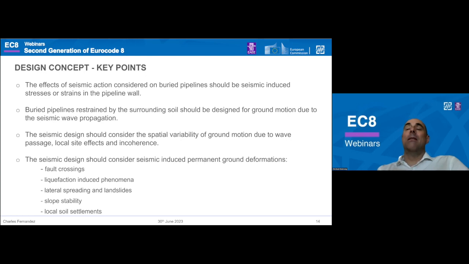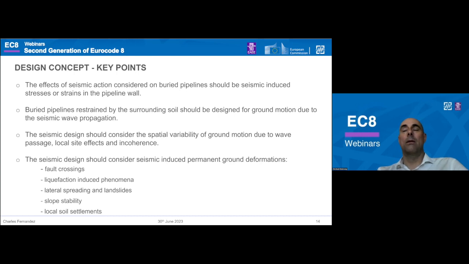So the effects that should be considered for buried pipelines are a bit different than the ones for above ground pipelines, because for above ground pipelines, we were able to carry out force-based design. Here, it's really a displacement based problem. So we will apply displacement along the pipeline, and then to carry out the design, not with Q factors, we are providing maximum strains.